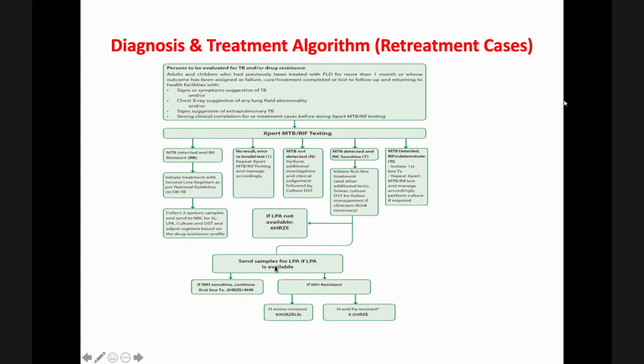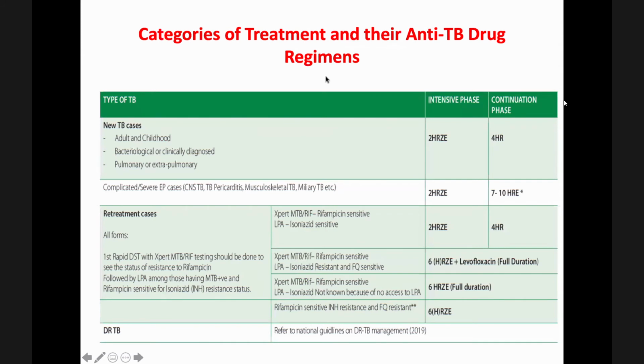If line probe assay is available and isoniazid sensitive, then continue the first line treatment, 2 months of HRZE and 4 months of HR. If isoniazid is resistant, then you are going to use 6 months of RZE and levofloxacin. So levofloxacin will be added. And with isoniazid and fluoroquinolone resistance, then you can go for 6 months of RZE. Okay, so this is what has been recommended. So this is the new regimen.